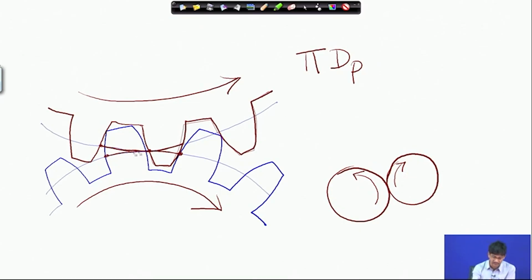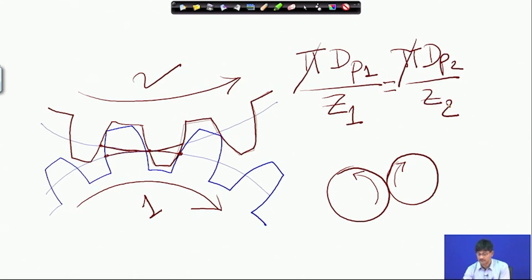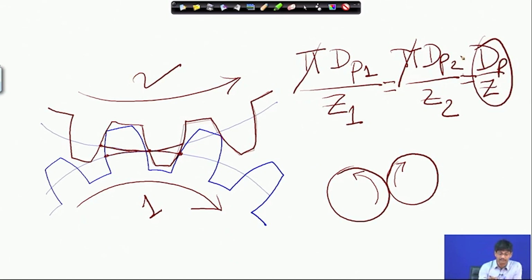So, I am saying on the pitch circumference, this distance is nothing but pi dp1 by z1. Z1 is the number of teeth on the first gear, 1 and 2. This must be equal to, from whatever we have discussed here, pi dp2 by z2. So, that pi cancels and I have dp by z is a constant. dp1 by z1 is equal to dp2 by z2 is equal to dp3 by z3 is equal to dp by z, a constant for meshing gears, and this one we give a name. So, let us select a new page.